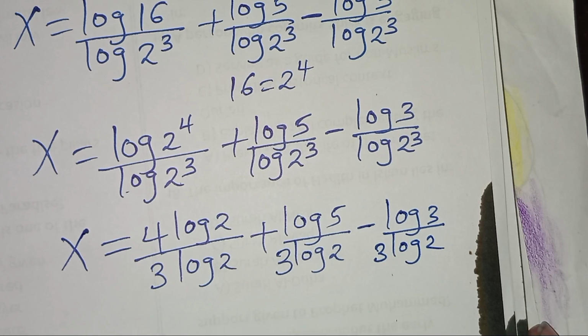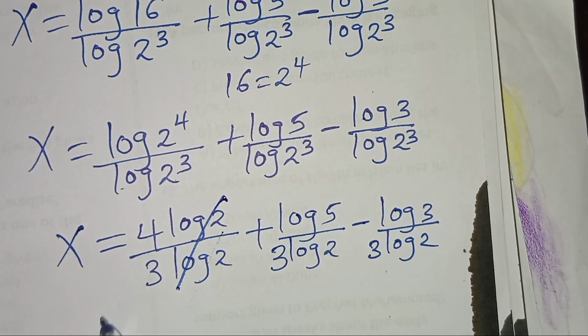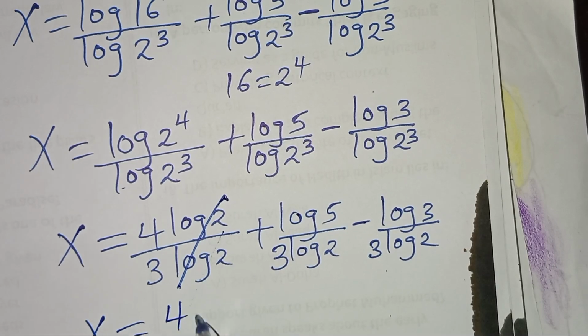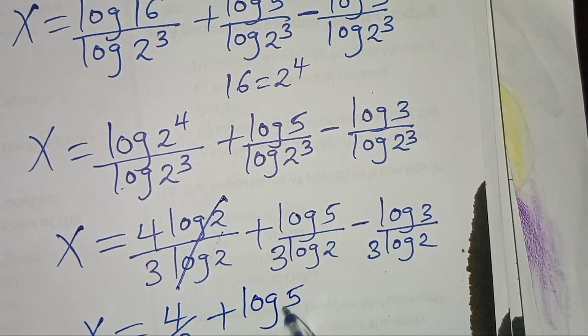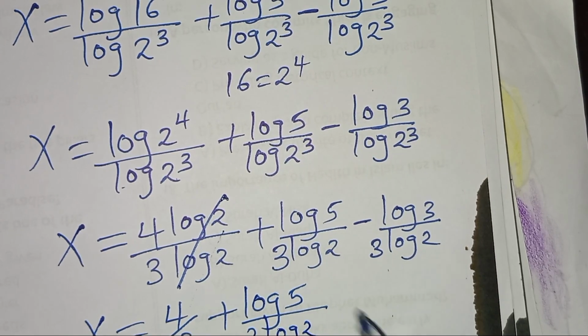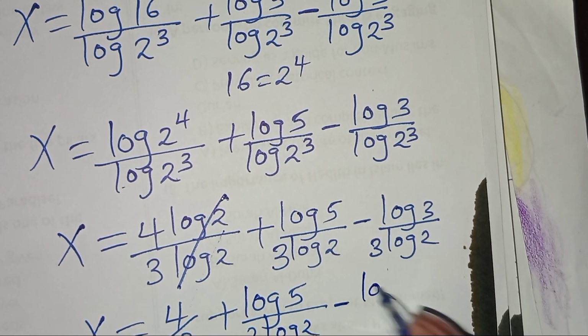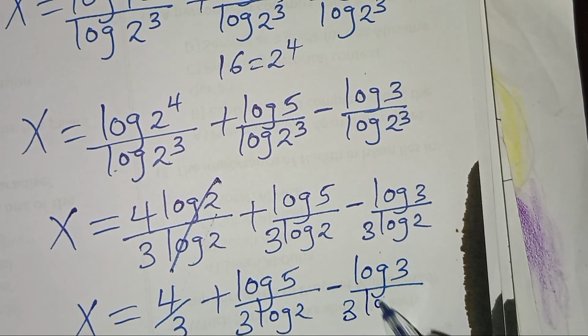The next step here, let's simplify. Log 2 divided by log 2 simplifies so that x is equal to 4 over 3 plus log 5 divided by 3 log 2 subtract log 3 divided by 3 log 2.